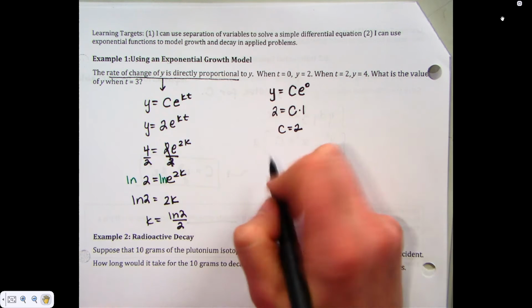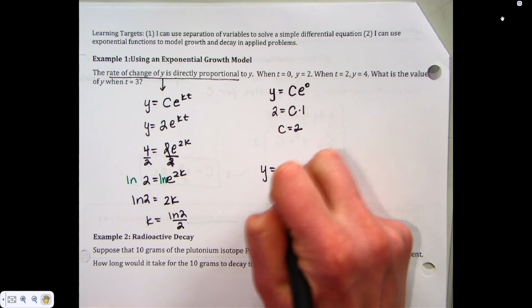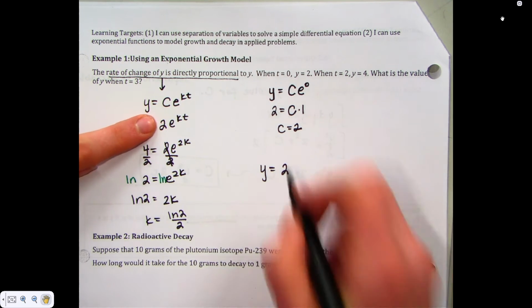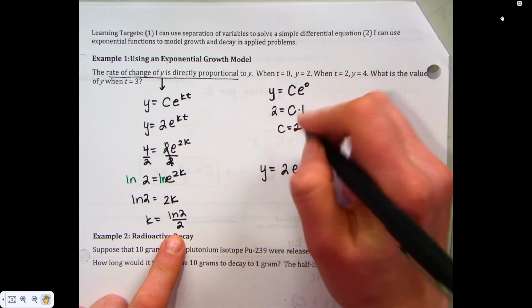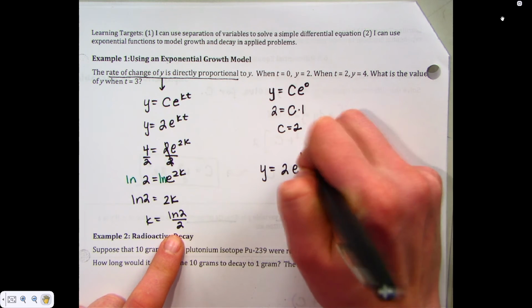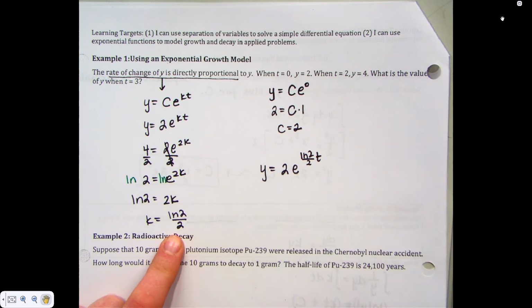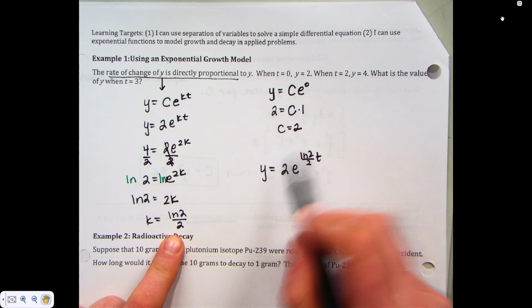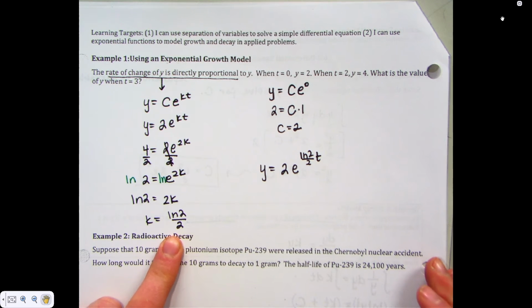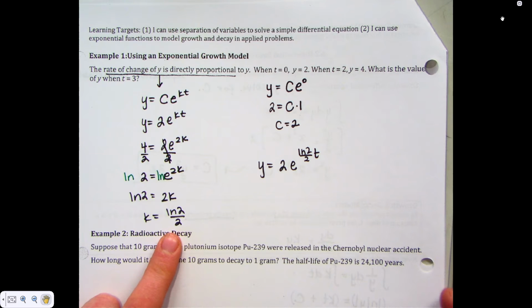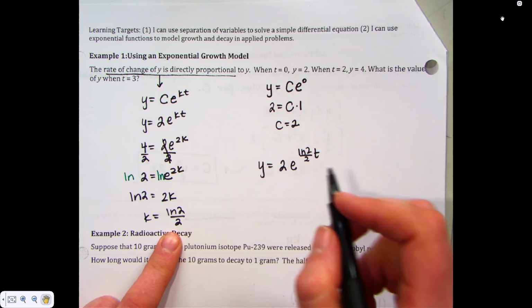That means that my model would be y equals 2, that was my initial value, e, the k value is log 2 over 2, and then times t. So that is the specific model for the scenario given here. How am I going to find the value of y when t is 3? I'll plug it into my calculator.